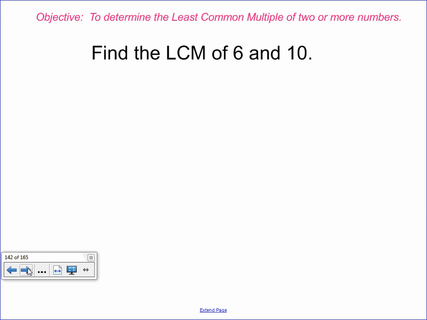Find the least common multiple of 6 and 10. This is the problem that I want you to do. So 6 and 10, make your list, find the smallest or least multiple that they have in common. And sorry, don't bring it to class, submit it on Edmodo.